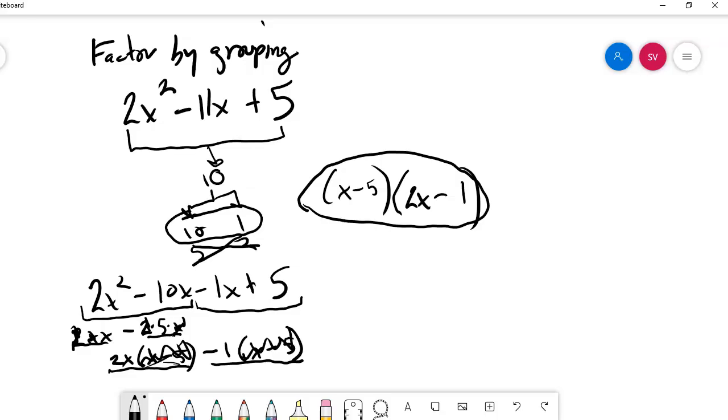And FOIL it. Make sure you get right back to what this is. If you do, then you did it right. If you don't, if after you FOIL this, it doesn't match your original problem, then you did something wrong and you'd have to try it again.